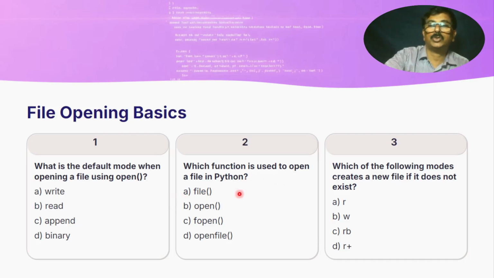Which function is used to open a file in Python? File, open, open file. So it is B, open.